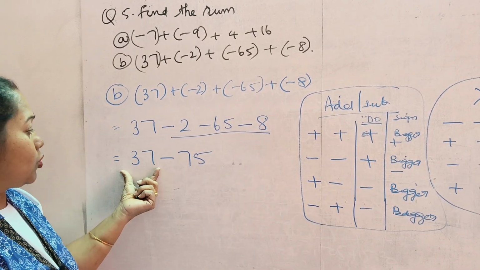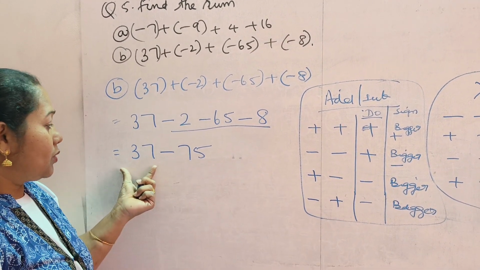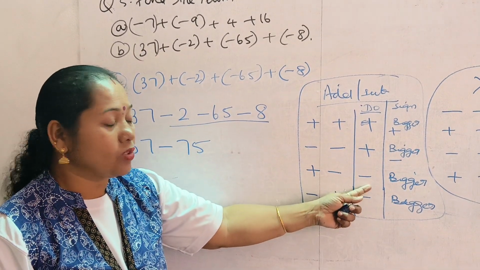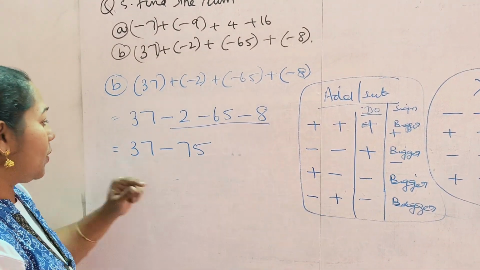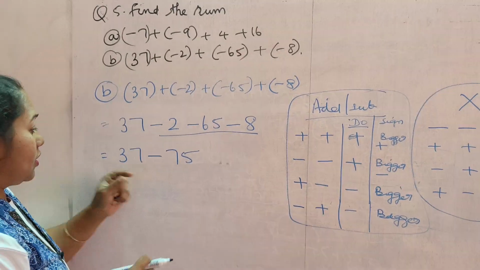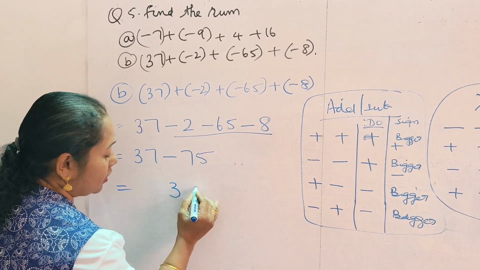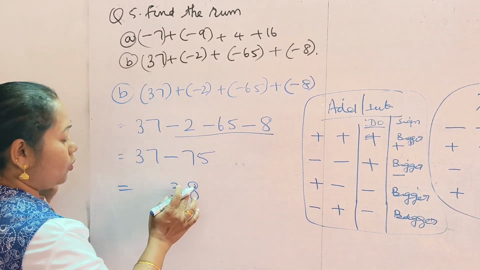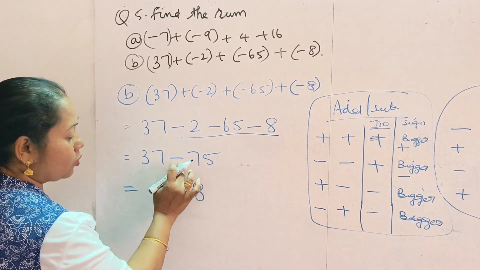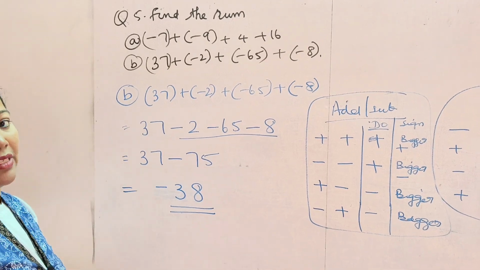Now one is positive, one is negative. So what do we have to do here? If one is positive and one is negative, plus and minus, we have to do subtraction and keep the bigger number's sign. Now the answer is 38: 75 minus 37 is 38. Which sign do we have to put? The bigger number is 75, so we put the sign as minus. So minus 38 is the answer.